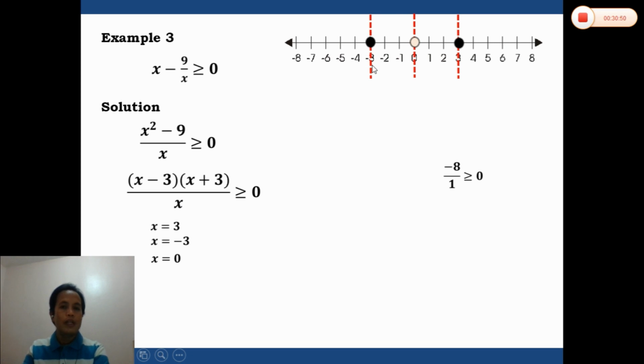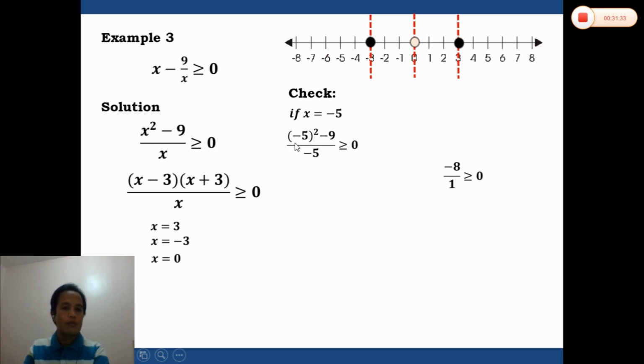So these boundaries have divided the number line into 4 regions. This is the first region, this is the second region, this is the third region, and this is the fourth region. We need to check values from each of these regions whether this will give us a true statement or a false statement. So we choose one value from this region here. For example, we will choose x equals -5. We can go back to the original inequality or we can use this inequality here for our checking. For example, we will use this inequality.